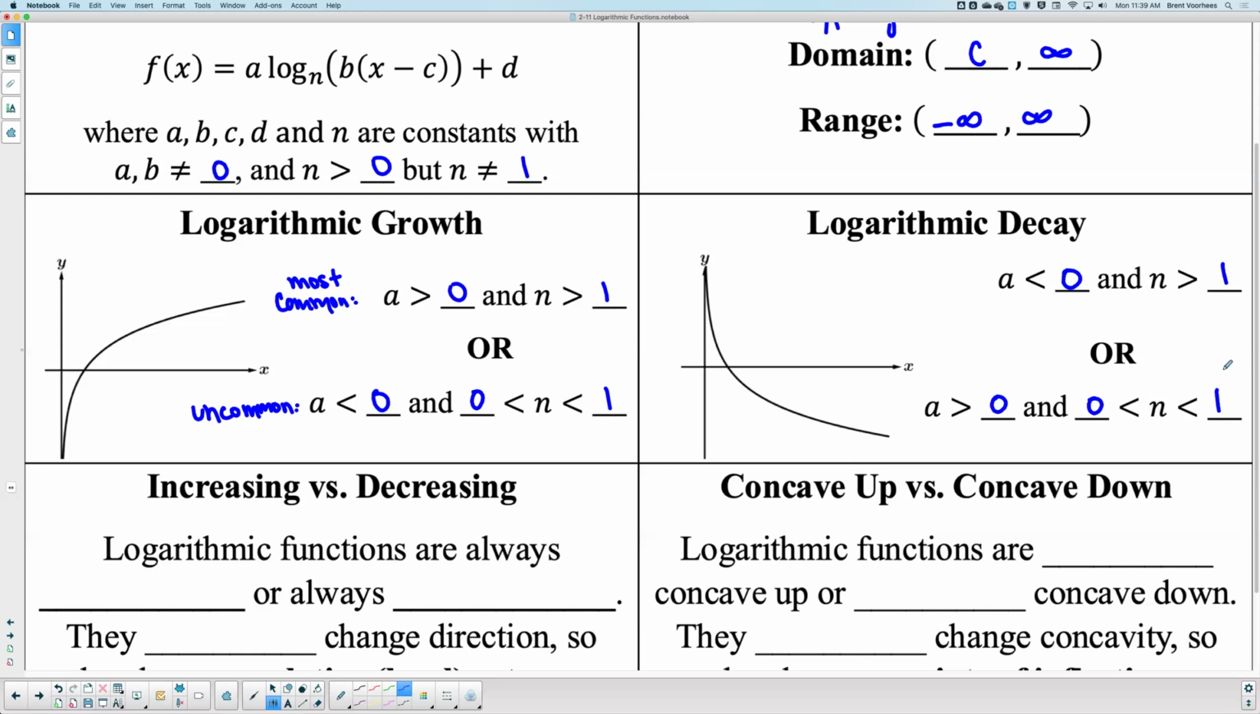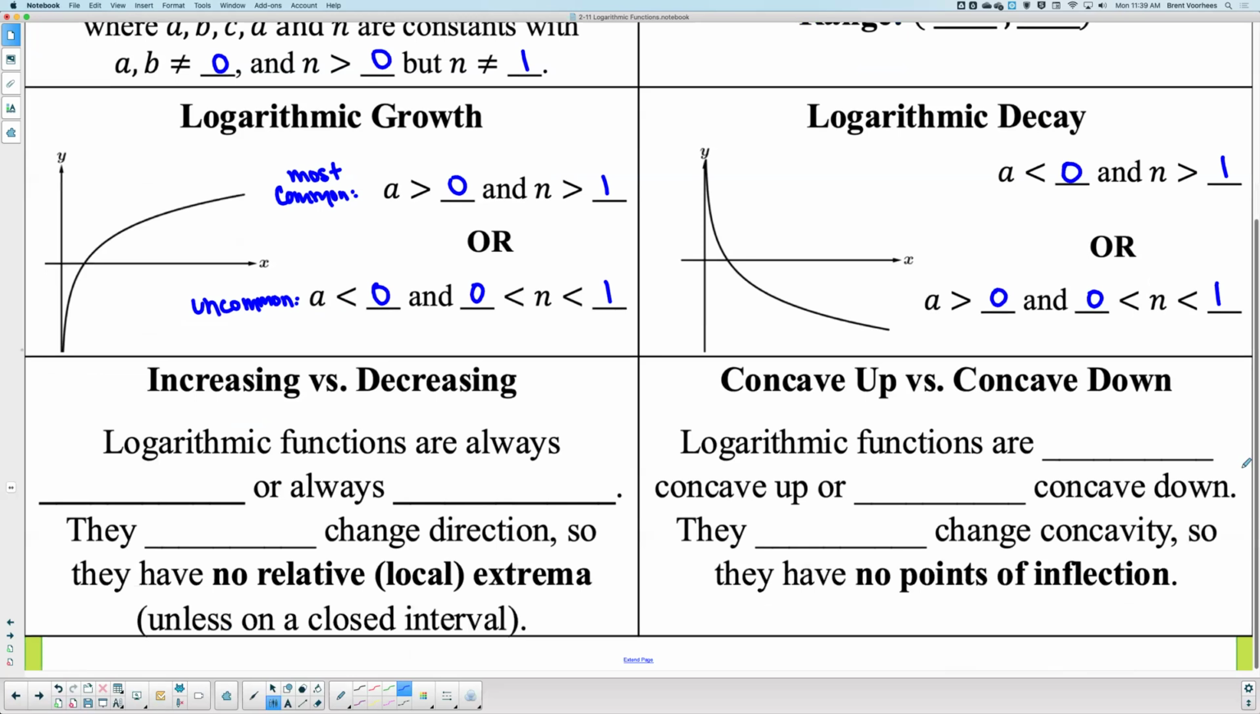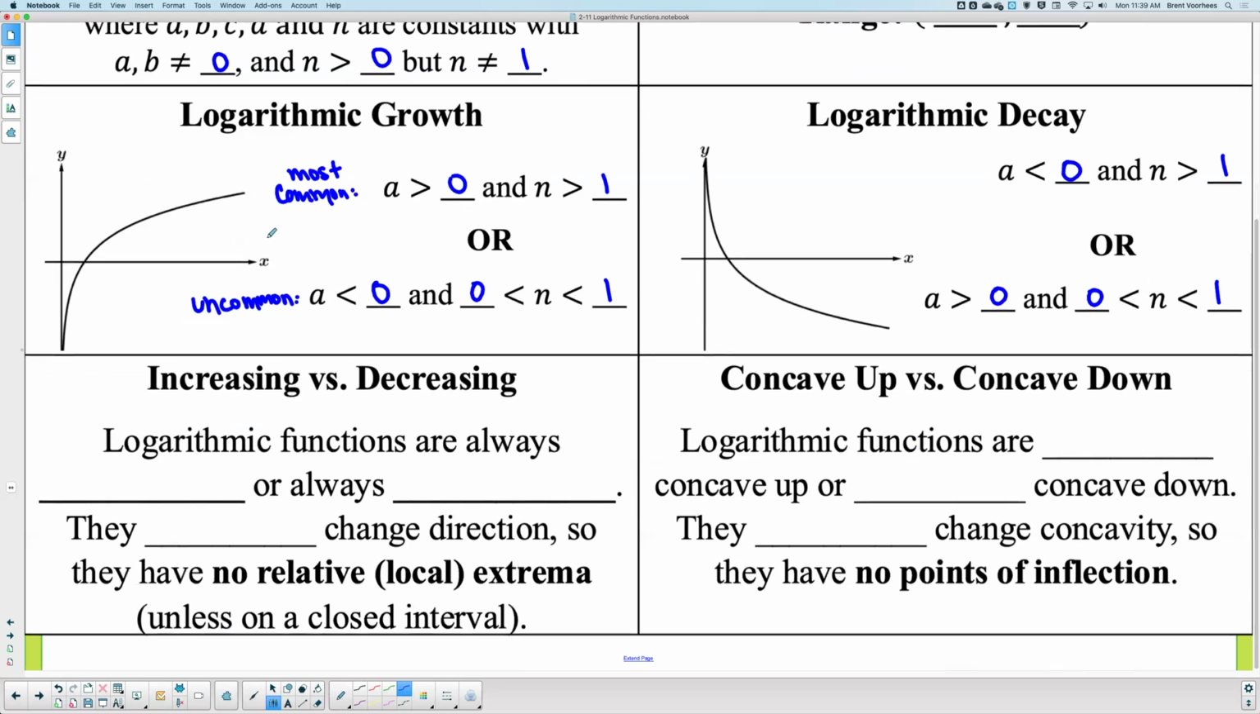Okay, let me make sure you caught what's most important for you right now. If a function is growing, if a log is growing, what does that mean the graph's actually doing?